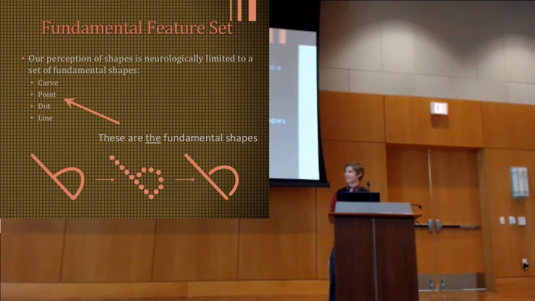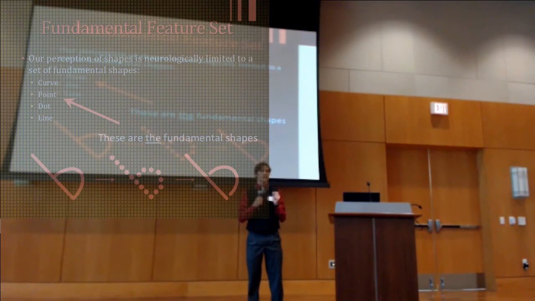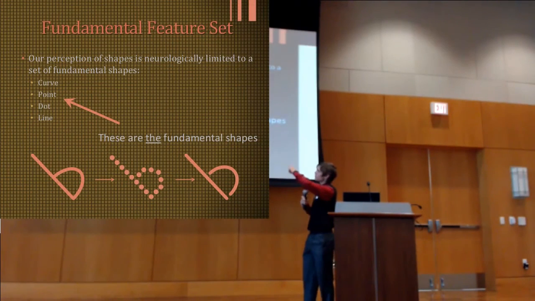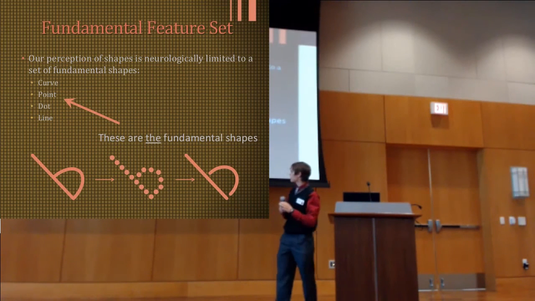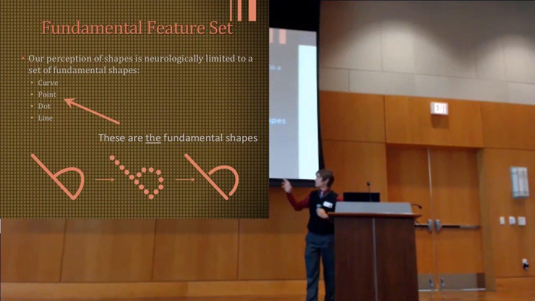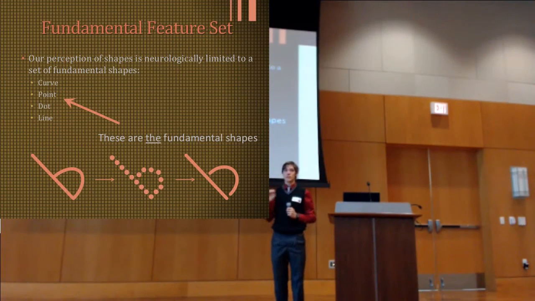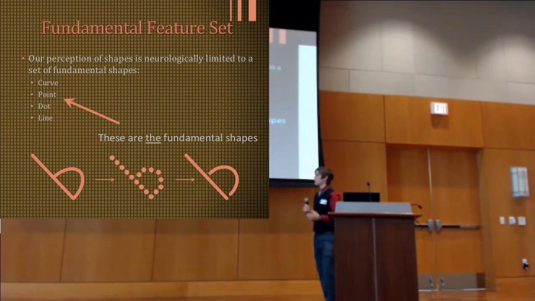First of all, I'd like to look at the fundamental set of features that we have when we're processing written language. We have here the curve, the point, the dot, and the line, and I'll explain these more as we get to them, show examples and everything. But psychological and neuroscientific research has shown that these are the fundamental shapes. Any other shapes that we perceive are combinations of these shapes put together in more complicated symbols.